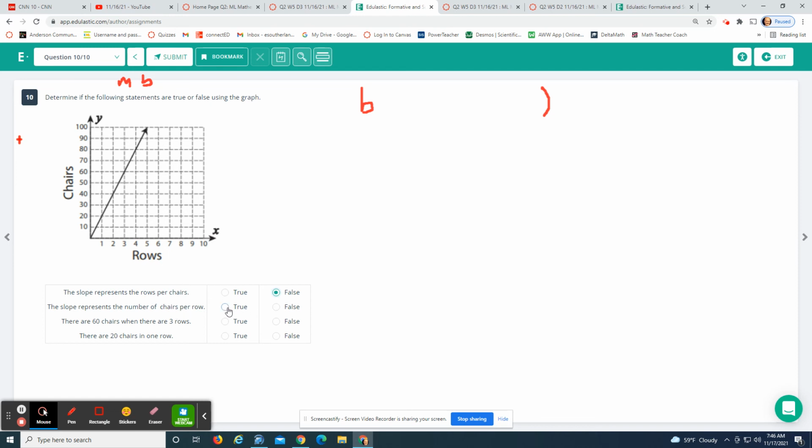So that is true. There are 60 chairs when there are 3 rows. The easiest way to do this, find 3 rows, draw straight up until you hit the line, and then draw straight across. When there are 3 rows, there are 60 chairs. So that is true as well. There are 20 chairs in one row. Row 1, straight up, straight across, 20 chairs. That's true as well. So the first one's false, the rest are true.